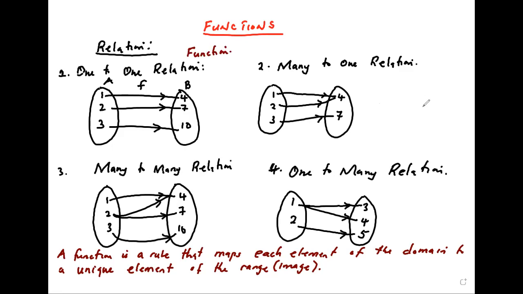Let's go to many-to-one. 1 goes to 4 only. 2 goes to 4 only. 3 goes to 7. So 1 and 2 are sharing 4, but by the definition, each element of the domain goes to a unique element of the range, it is satisfied here too, because 1 as an element of the domain has only one image. 2 as an element of the domain has only one image. So this too is a function.